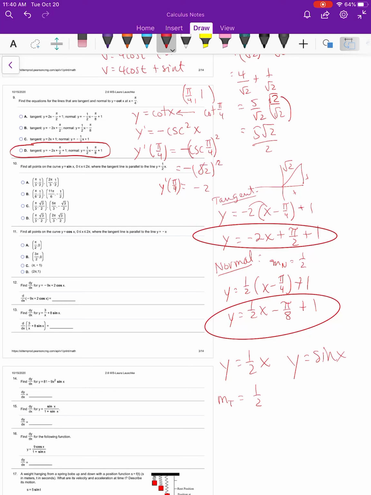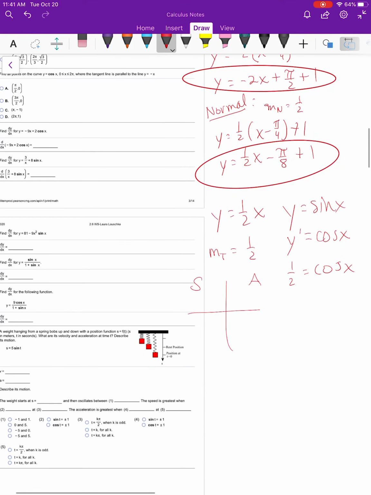So I've got y equals sine of x as my function, between 0 and 2 pi, with the tangent line being parallel to that. So I want to know where the derivative, which would be cosine x, equals 1/2. So I'm looking for the quadrant where the cosine is positive. Okay, so: All Students Take Calculus. That's my way of telling me where they're all positive.